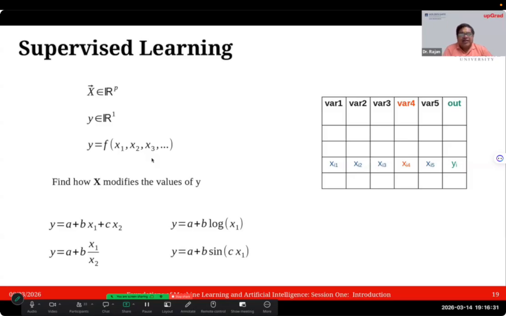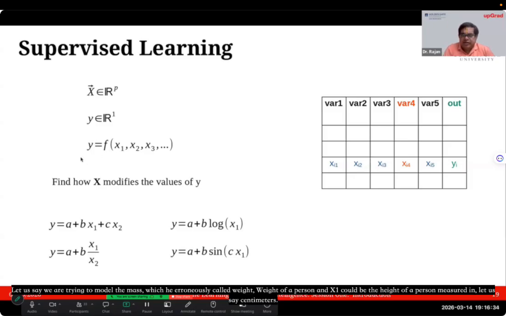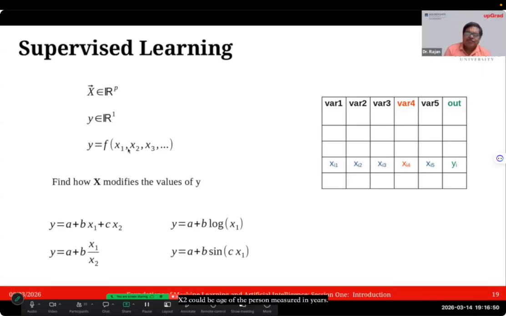Okay, let us say we are trying to model the mass, which we erroneously call weight, of a person. x1 could be the height of a person measured in, let us say, centimeters. x2 could be the age of the person measured in years. x3 could be the gender of the person, which is a categorical variable. It could be 0, 1, 2, etc. 0 means, let's say, male, 1 means female, 2 means something else, whatever. Right? It could be a categorical variable.